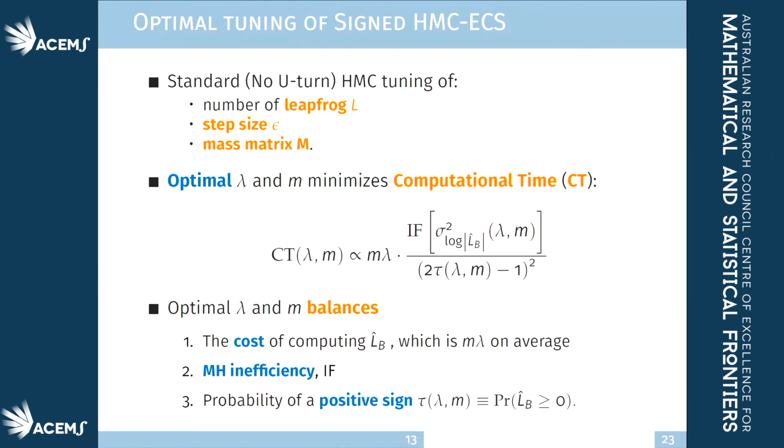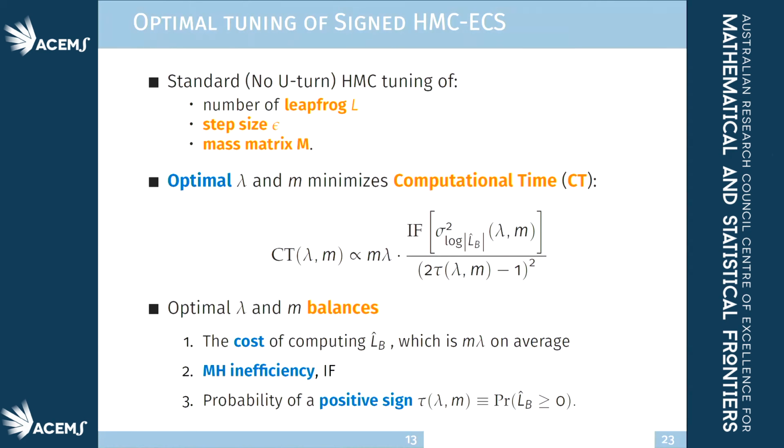And then we just do the usual HMC. Now we want to find optimal lambda. Lambda is the number of terms. We want to find optimal lambda and m, etc. to choose. So we define computing time. Computing time takes into account the inefficiency as well as the runtime. Something could run very fast but be very inefficient in terms of the integrated autocorrelation.